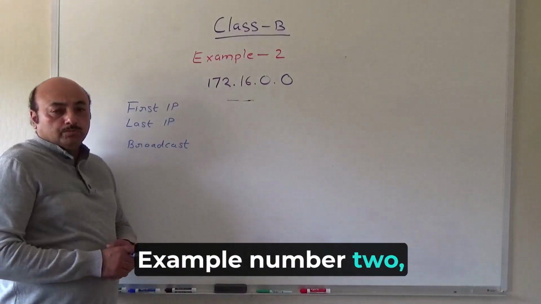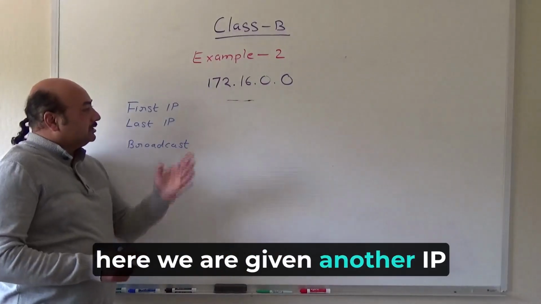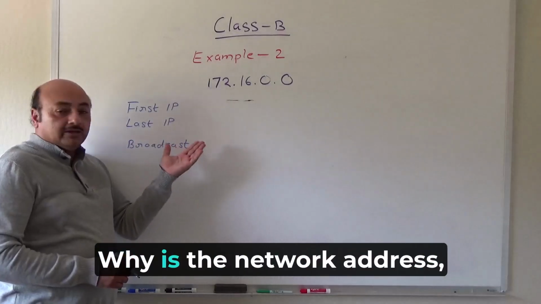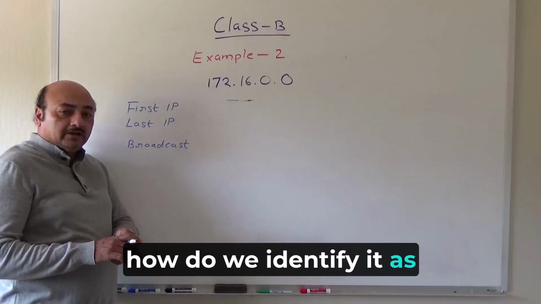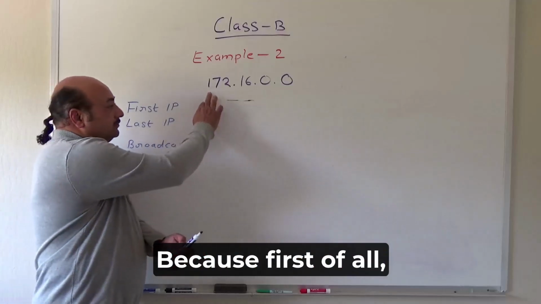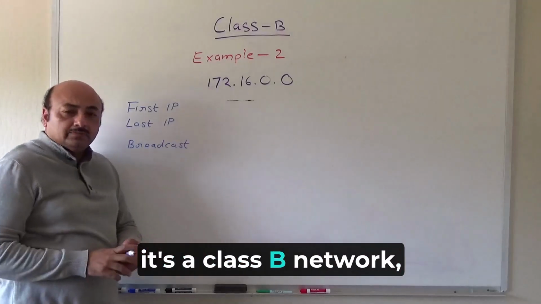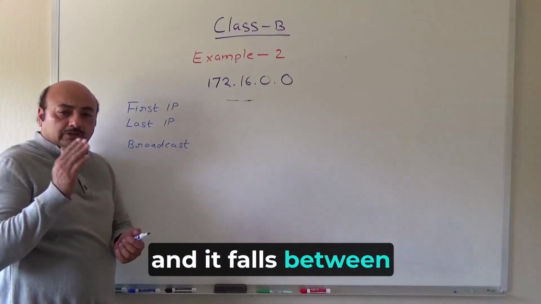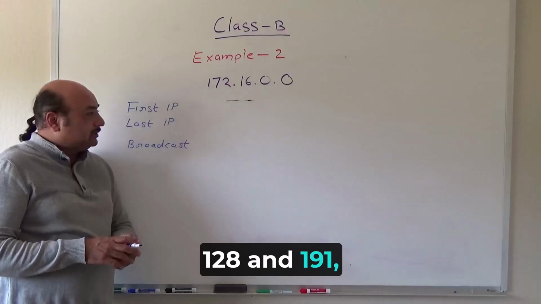Example number 2. Here we are given another IP address. In this case, it is a network address. Why is it a network address? How do we identify it as a network address? Because first of all, it's a Class B network because the first octet is 172 and it falls between 128 and 191.